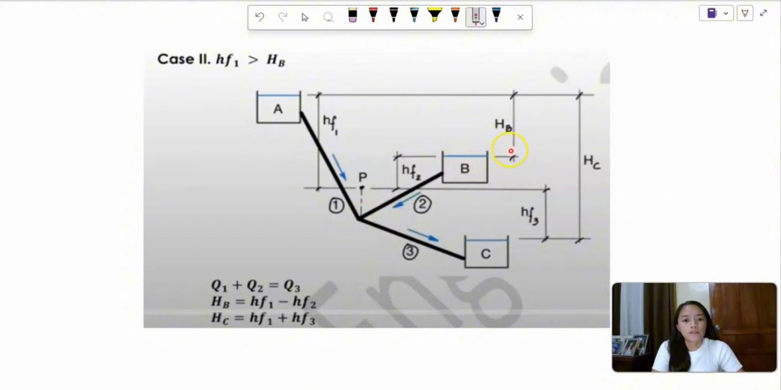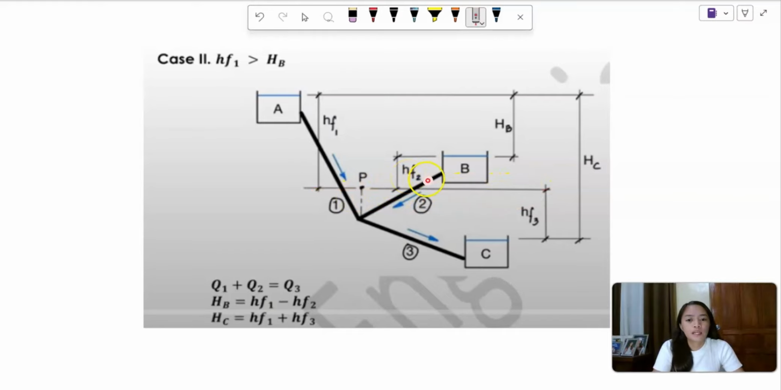So next, we also have here the HB and the HC. Our HB is from the elevation at A up to the elevation at B. So this is the HB. For our HC, it is from the elevation at A up to the elevation at C. As for the head loss, our head loss here is from elevation at A up to the level of the piezometer reading. So here, this line is our datum.